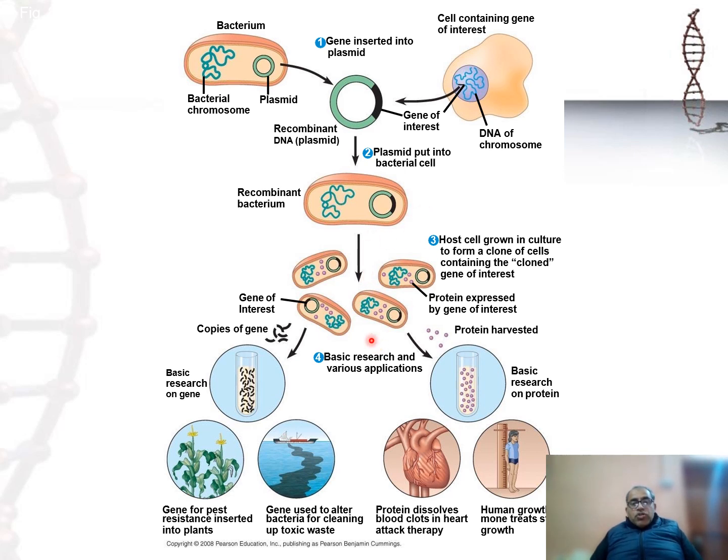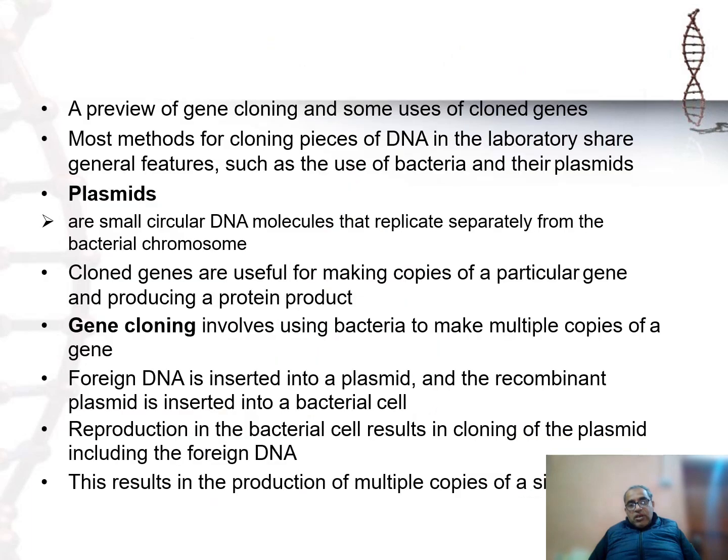So that will produce multiple copies of that gene, and then we can use that recombinant plasmid for our own beneficial purposes, for example, transformation of plants, or for medical purposes, such as expression of a gene of interest to produce protein, and we can use it for medical purposes as well as applied purposes, as well as basic science research.